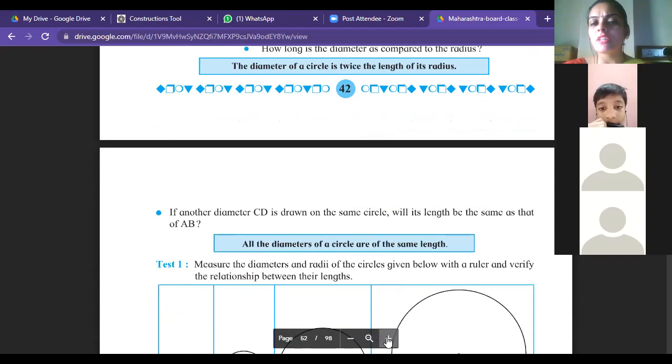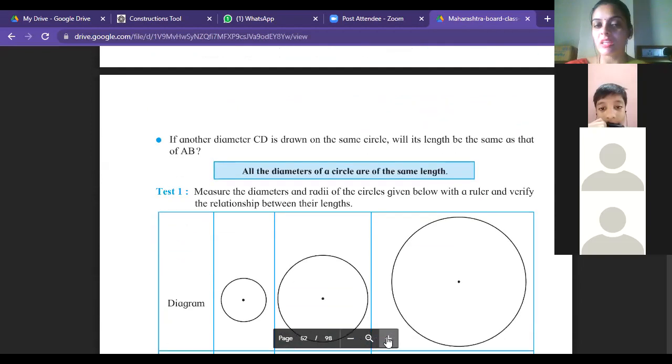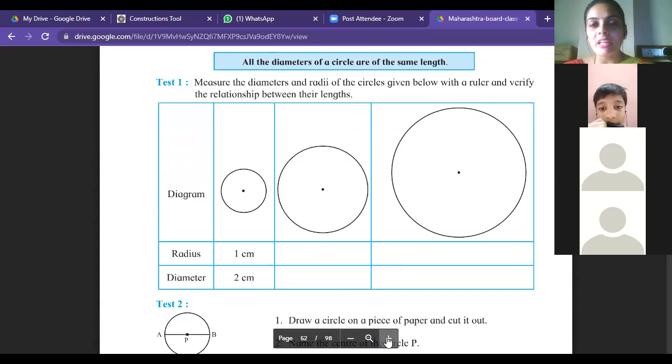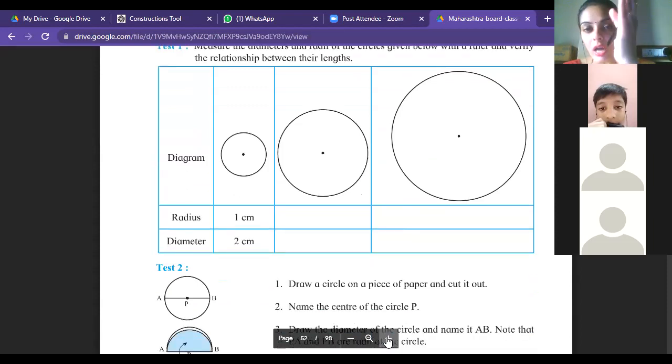All the diameters of a circle are the same length. कोई भी diameter बनाओगे ना, या तो up vertical या horizontal, वो क्या होएगा? Same length का होएगा. So see, here the radius is 1 centimeter and the diameter is 2. अगर radius 1 रहेगा तो diameter उसका double होएगा.